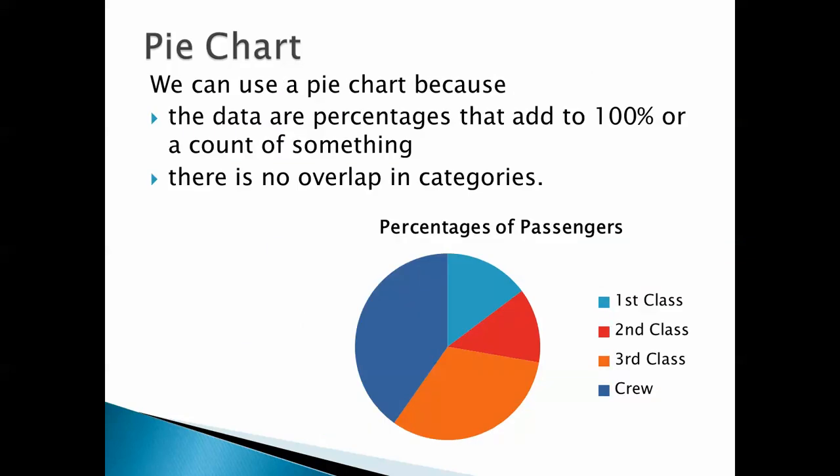Okay, we can use a pie chart to illustrate this because the data are percentages that add to 100% or are a count of something. So whenever you have data that are percentages that add to 100%, or you have data that are a count of something, like counting passengers, you can use a pie chart. Also, there's no overlap in categories. We could not, for example, use a pie chart if some people were both first class and second class. That doesn't make any sense.